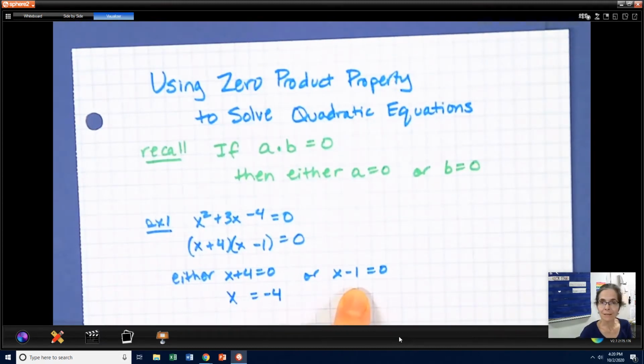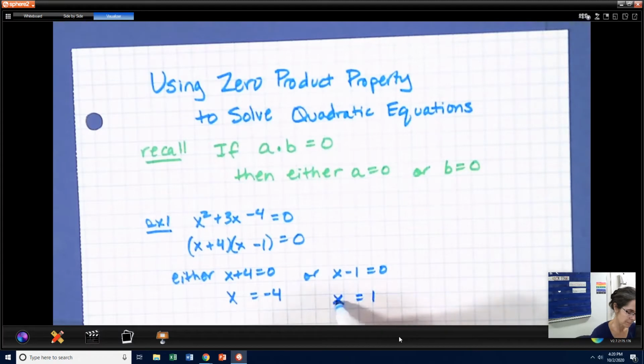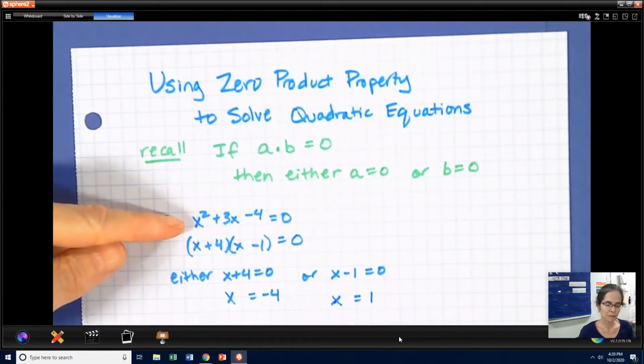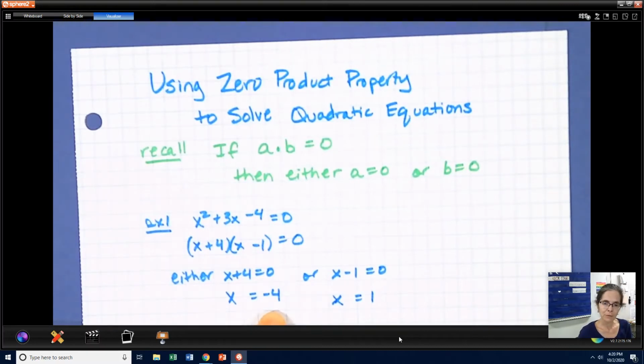And to solve this, I'm going to do the same thinking. I'm going to do the inverse operation. I'm going to add 1 to both sides. So the solutions to this equation here are x equals negative 4 and x equals positive 1.